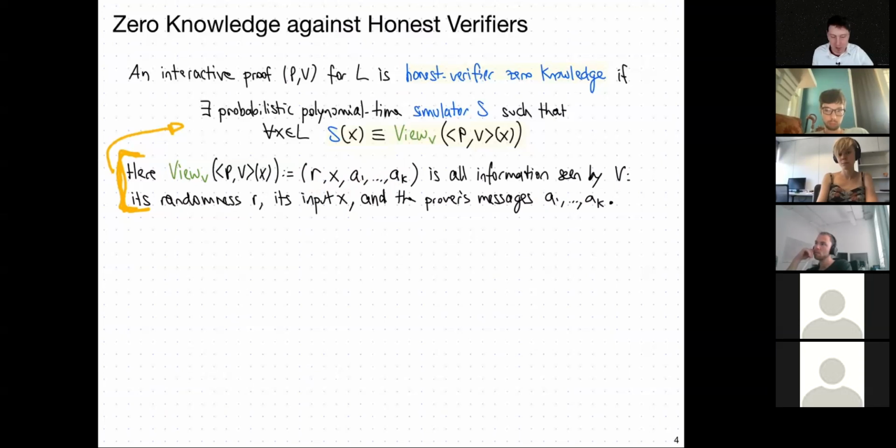There's a question about the verifier's internal state. Again, the internal state can be determined fully from these things. From here, you can just run the whole interaction and nothing is unknown. The internal state is the same thing as talking about its messages. It's all determined fully from this.